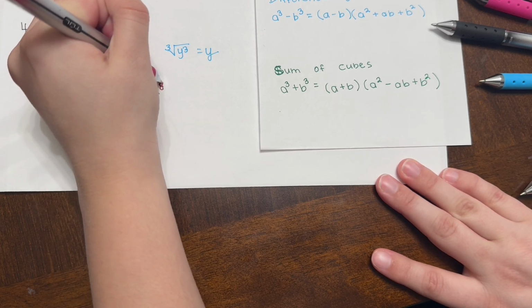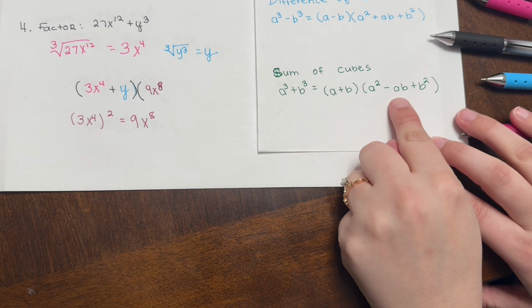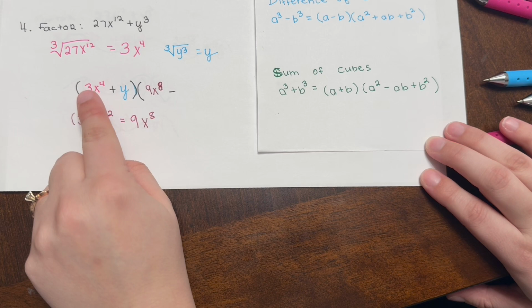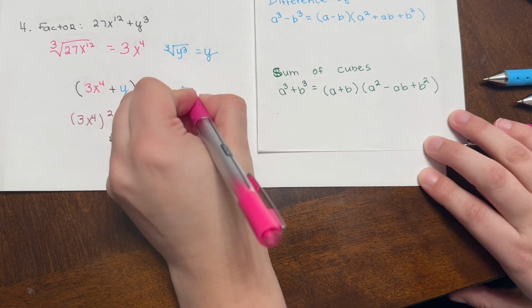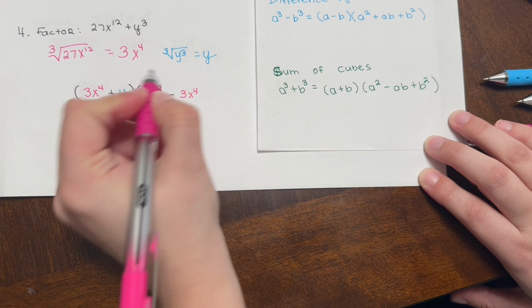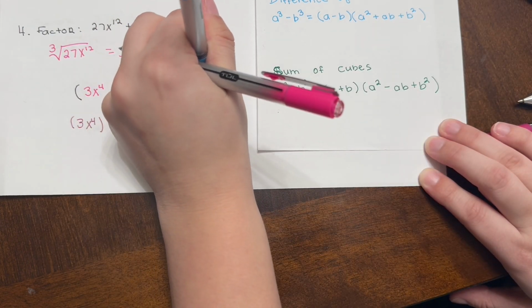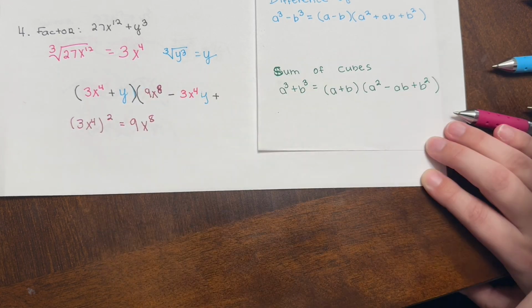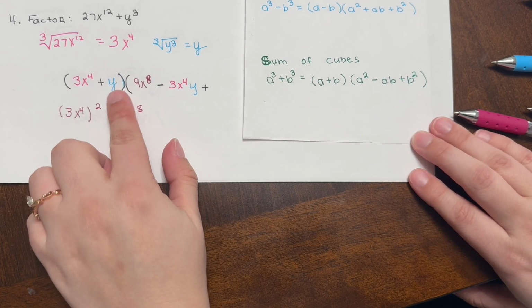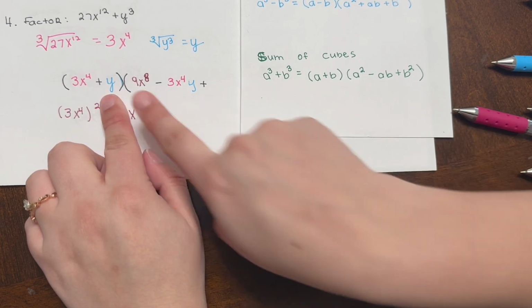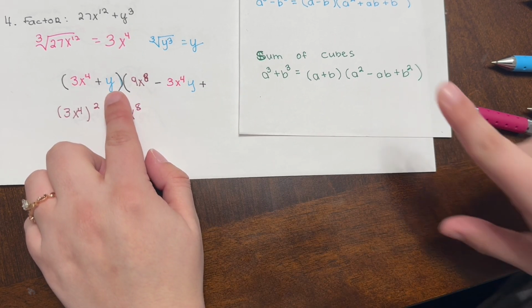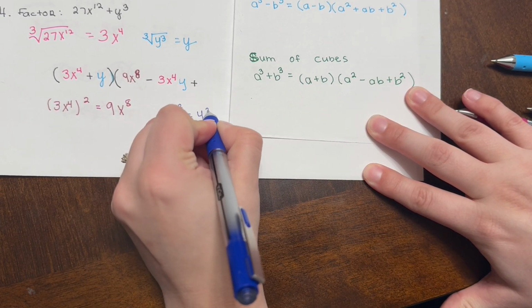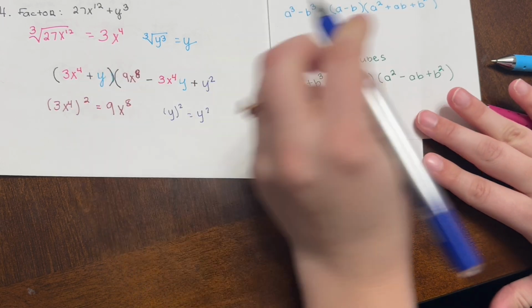Then our sum of cubes has a minus next, and then we're going to multiply our first terms together. So 3x to the fourth times that second term, which is y. Okay, then we have plus. Then we want to take our second term, this b right here, the y, and we want to square it. So we're going to do y squared to get y squared. And that gives us our factored form.